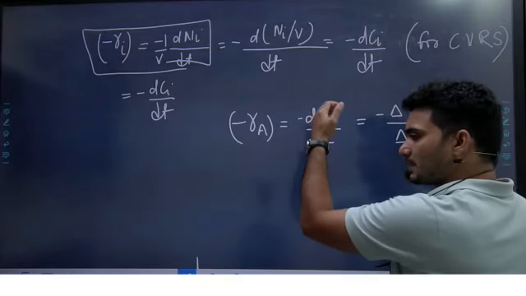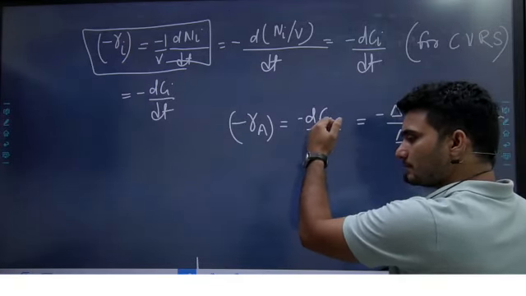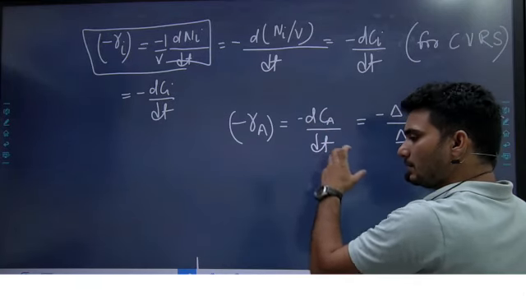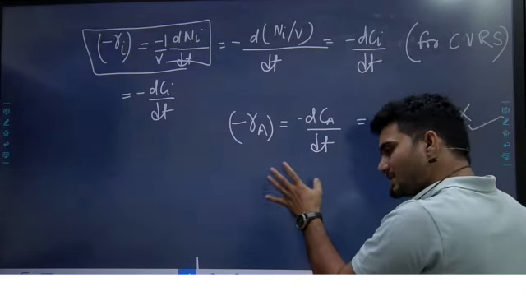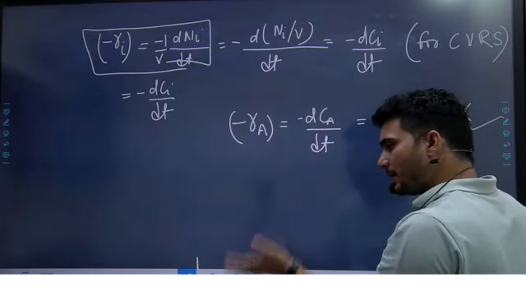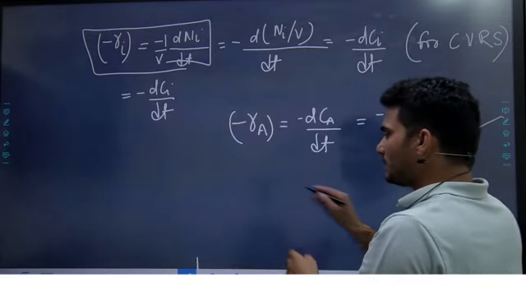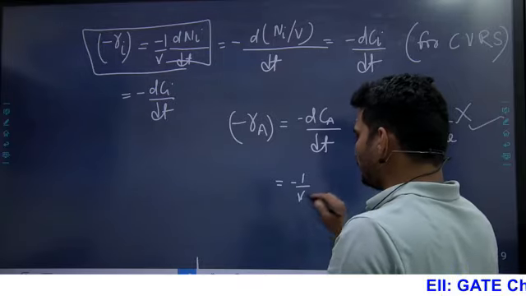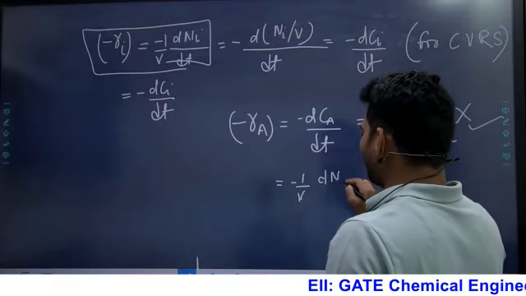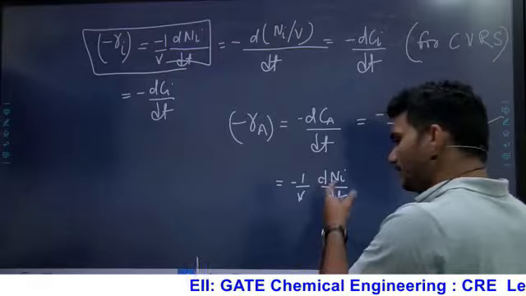Minus Ra, I am writing first of all in terms of moles, meaning change in moles per change in time. That is an extensive property. I am making it intensive. So I will write it as minus 1 by V dni divided by dt.